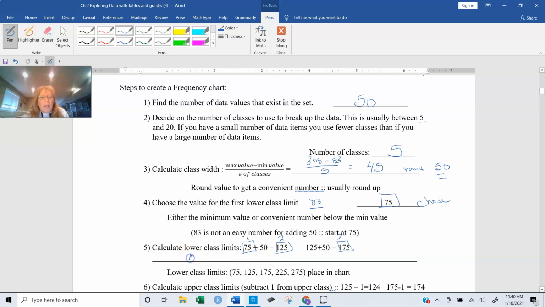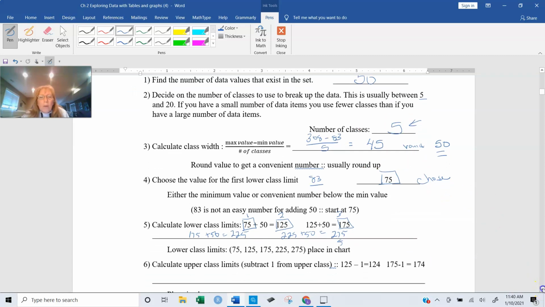So you should have taken 175 plus 50 and gotten 225. And then you should have taken 225 plus 50, and you should have gotten 275. All of that can be done without a calculator, and that's partially why we like it. We stop there because that gives us our fifth limit, and we know we have 5 classes because that's what we chose.